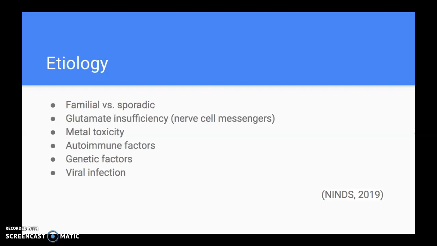And this is when there's an insufficiency in glutamate. These glutamate are basically nerve cell messengers, and when there's not enough of them, there's not enough messengers going to the muscles to tell them what to do.